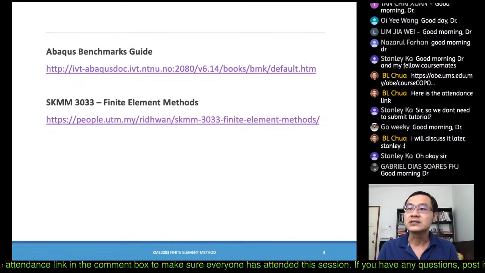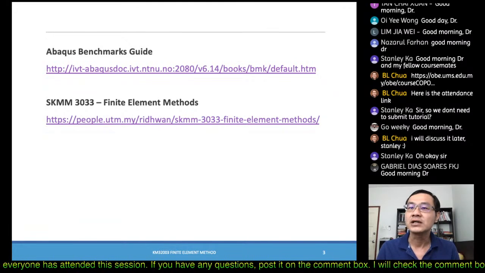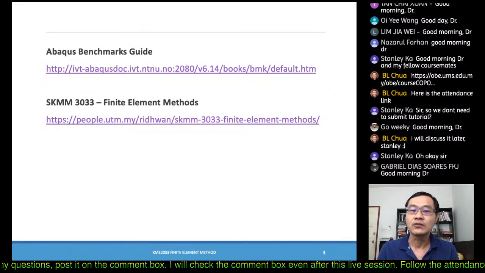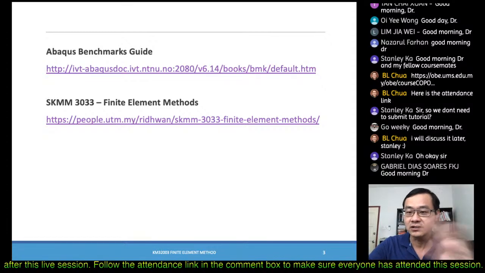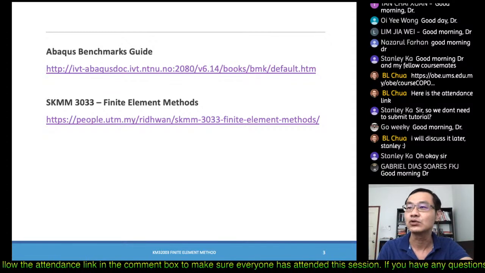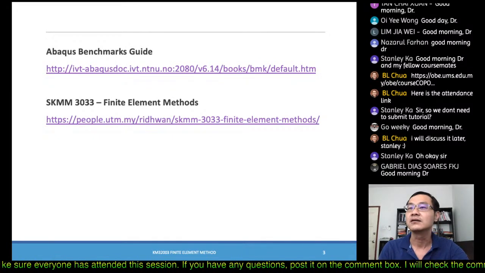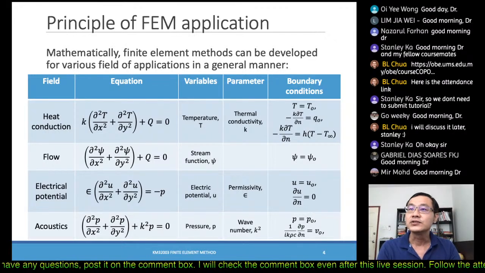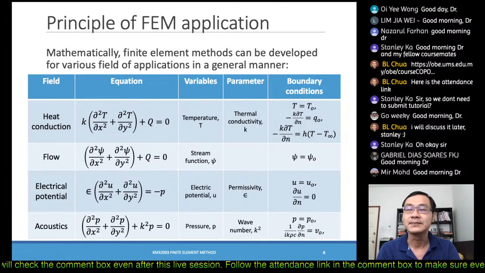Then there are also online materials from UTM that I found, so you can check their content as well, and see how far we are compared with theirs, or how far in front of us they are. You can always refer to theirs if you want, because the basic principles are very similar. Now we will quickly go through the principle behind the finite element method.